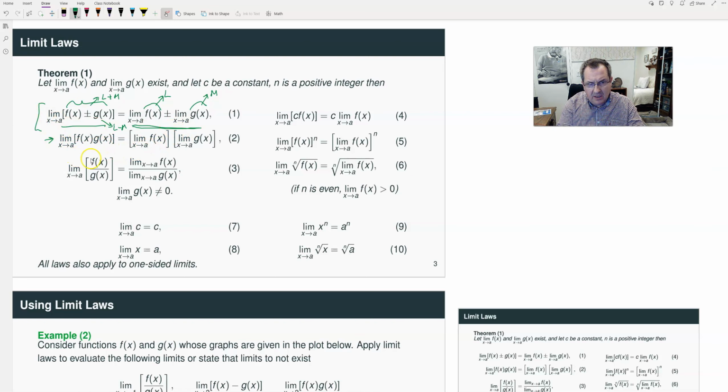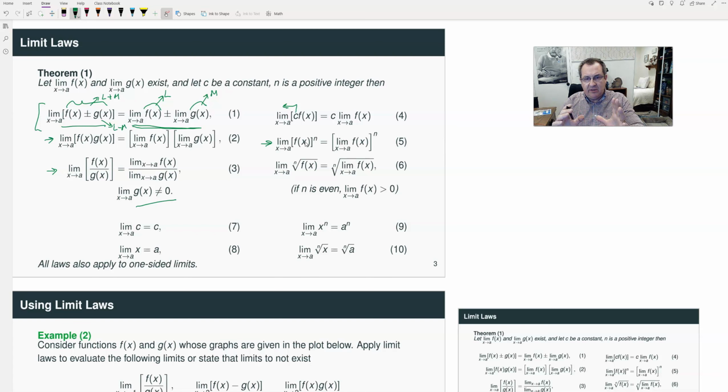The second law states that limit of a product is equal to product of the limits. The third law states that limit of a fraction is fraction of the limits. Here we need to pay attention that our denominator does not turn into 0. Now, law number 4 says that a constant can be pulled out from inside of the limit. Because constant is independent of x, it does not reflect on existence of the limit.